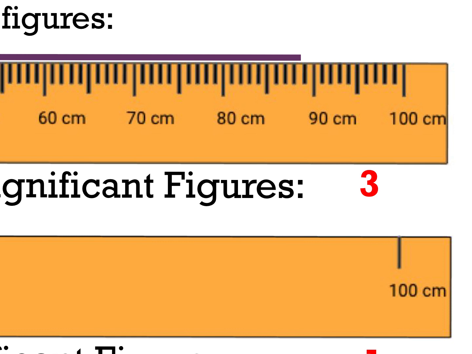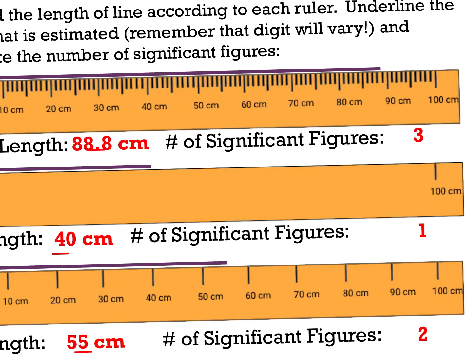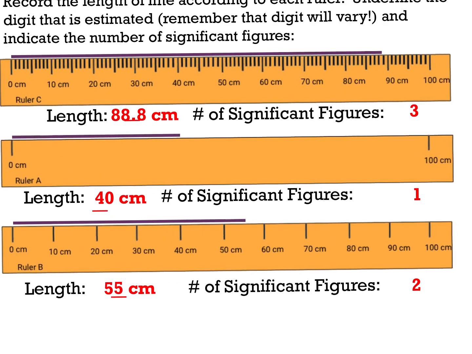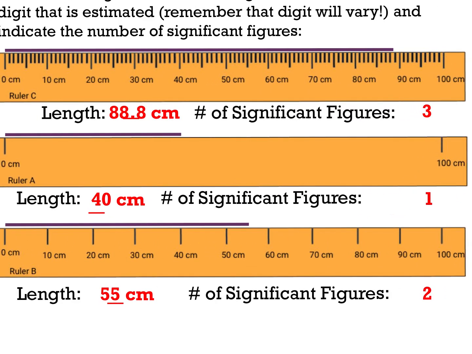So then you make a guess on that last digit. For mine, I have 88.8. Are you somewhere in that ballpark? And then how many sig figs are in 88.8? 3. Okay, all 3 of those digits count.